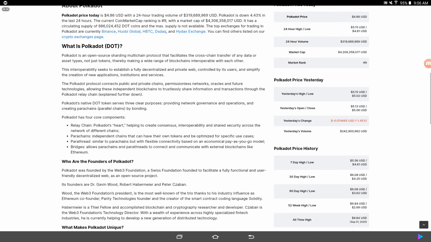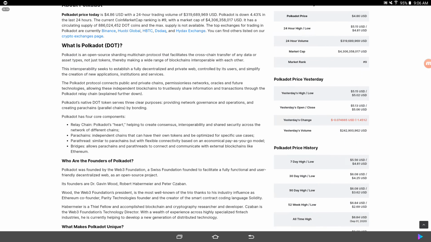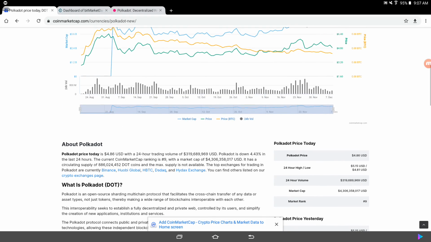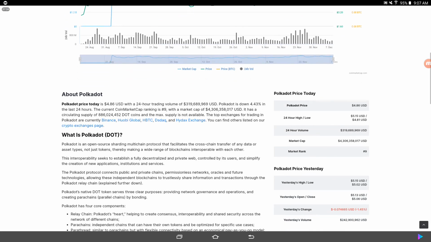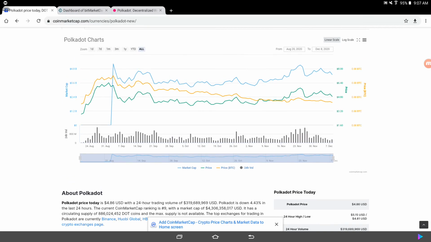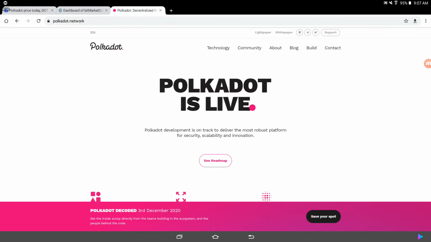And what Polkadot is, let me just read it quickly: Polkadot is an open source sharding multi-chain protocol that facilitates the cross-chain transfer of any data or asset types, not just tokens, thereby making a wide range of blockchains interoperable with each other. So this is a great idea for blockchain, and I think a lot of blockchains are going to be working on other chains to speak to each other, work with each other, especially Zelica, one of my favorite projects, that they've been working on a bridge with Ethereum and all that.